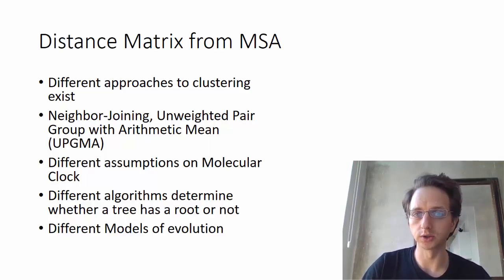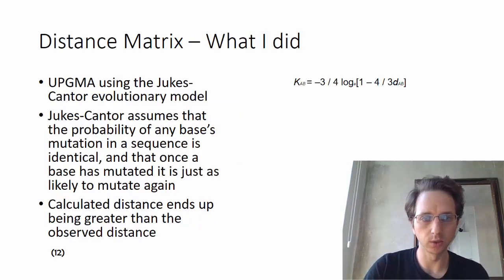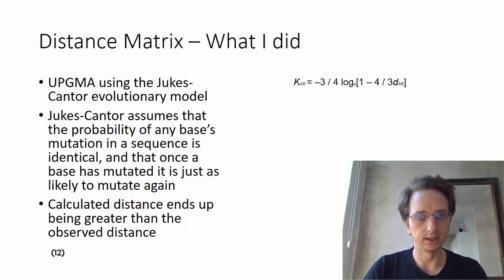These different algorithms also have implications as to whether or not the tree you create has a root. UPGMA does allow you to have a rooted tree, and you can also include different concepts of models of evolution. The one that I used is a simpler one. It's called the Jukes-Cantor evolutionary model, and basically it assumes that the likelihood of any base in a sequence to change is equal for all bases, and that the probability that it will change again is also equal.